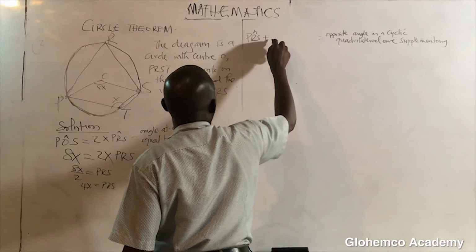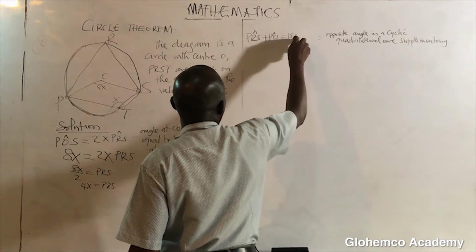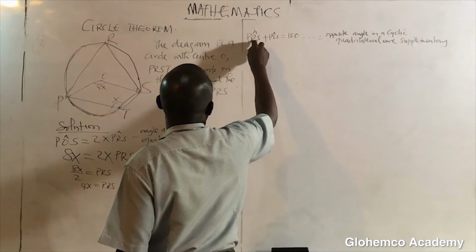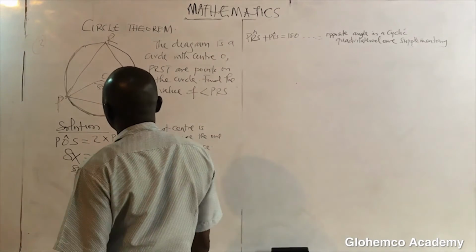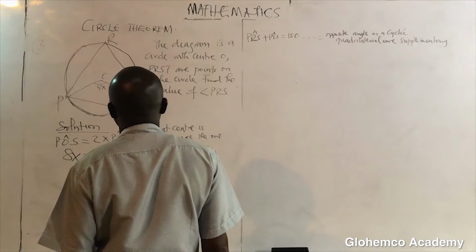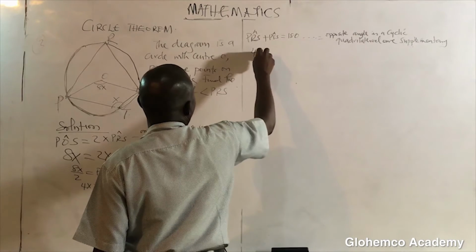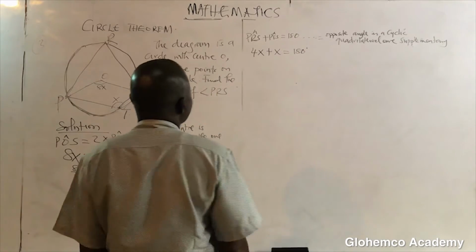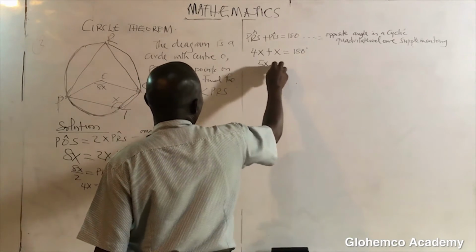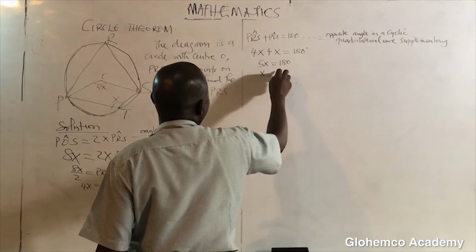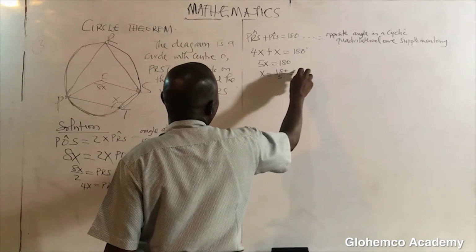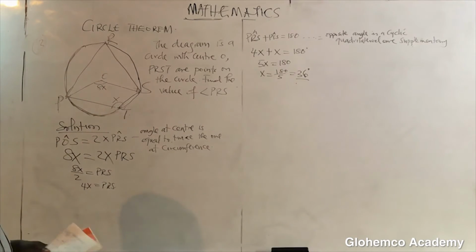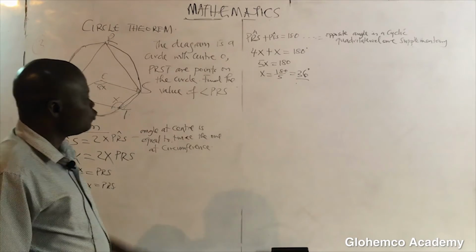PRS plus PTS equals 180. What is PRS? PRS is 4x, plus PTS is x, equals 180. Now we have 5x equals 180. X now equals 180 divided by 5, which gives us 36. The value of our x is 36. You can now see how we have used the unknown to derive the known.